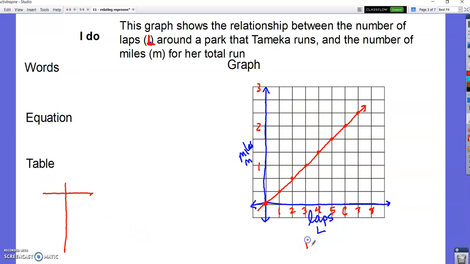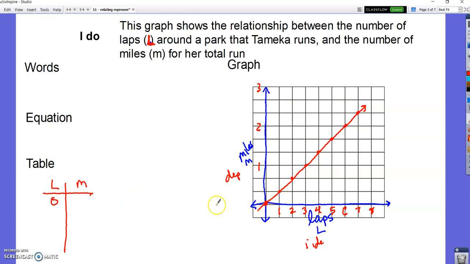So laps is my independent variable. The number of miles depends on the number of laps. That makes more sense than the number of laps depends on the miles. This is my independent, this is my dependent. So independent is usually on the horizontal and dependent is usually on the vertical. So I'm going to put laps over here and miles over here. And let's check my points.